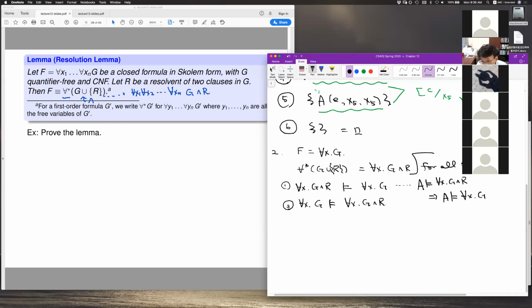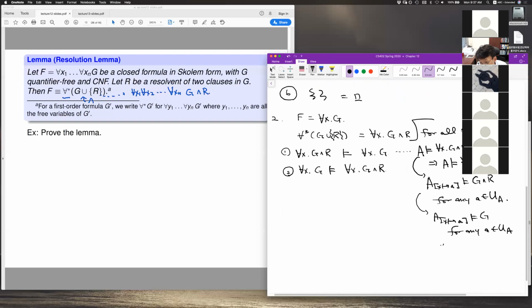That's because if you just unpack the definition of this, you can see that it's a really easy direction. The above definition says that the assumption set is going to satisfy G and R for any a in the underlying universe of A. Now, if the updated structure A satisfies G and R, that means the structure A satisfies G for any a in U of A. So we can conclude that A satisfies ∀X, G. Okay, so this part is reasonably easy.